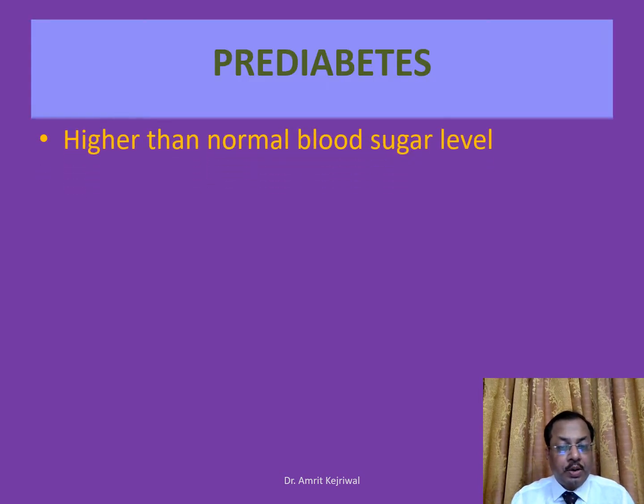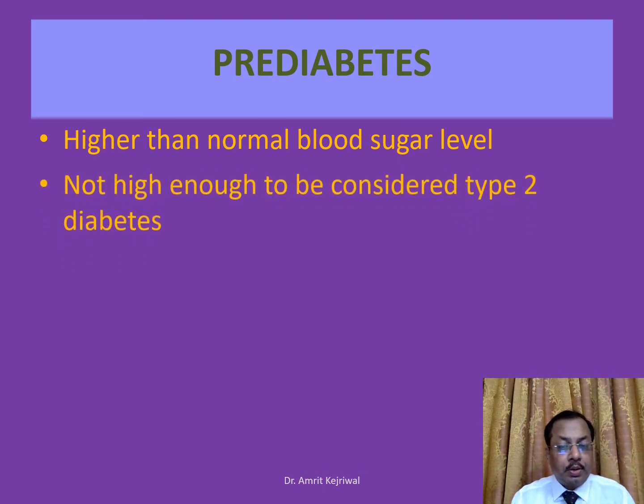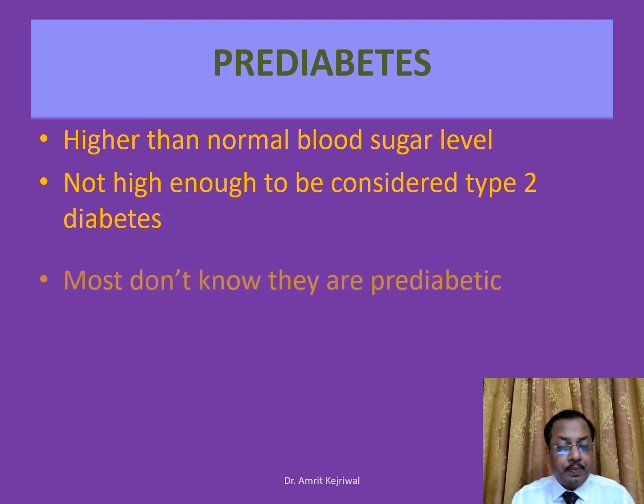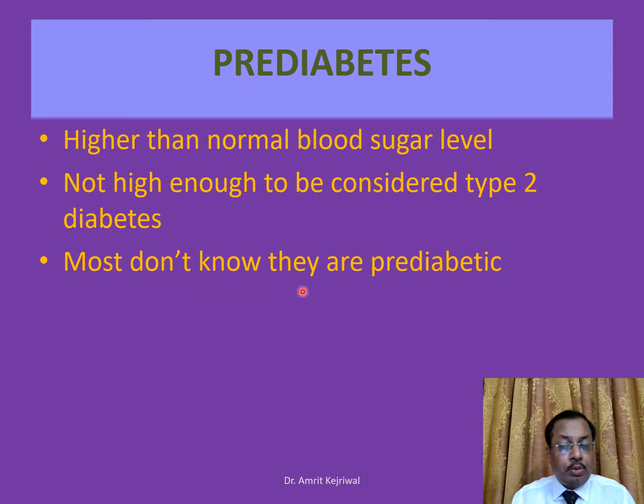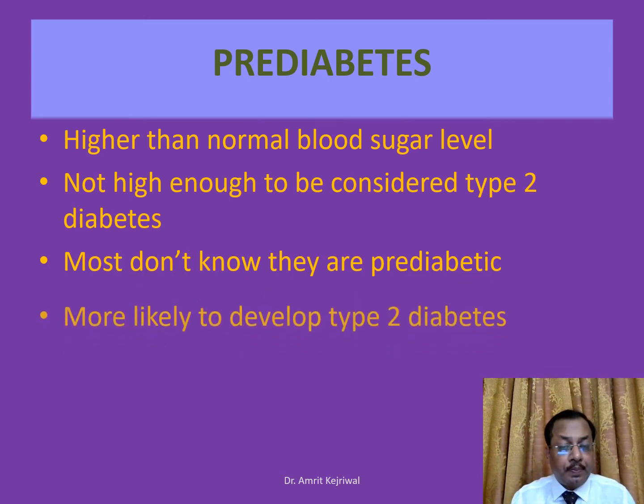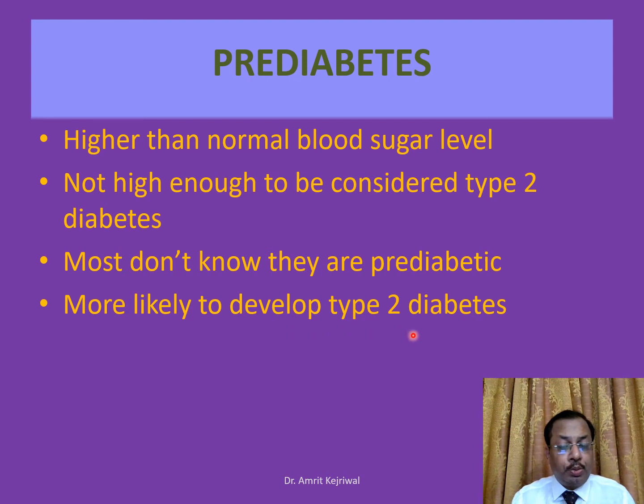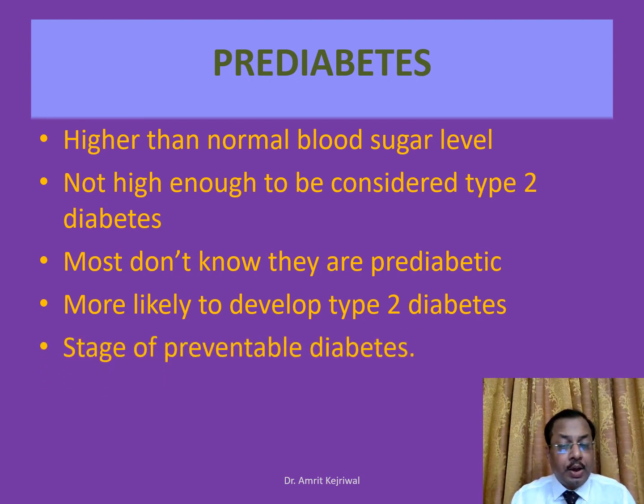Pre-diabetes. In pre-diabetes, people have higher than normal blood sugar level, but it is not high enough to be considered as type 2 diabetes mellitus. Many people in the world don't know that they are pre-diabetic, and they're more likely to develop type 2 diabetes. Its advantage is that if you know you're pre-diabetic, it's a stage of preventable diabetes and you can control it, then you will not land up in the complications of diabetes. I have put a separate video on complications of diabetes.